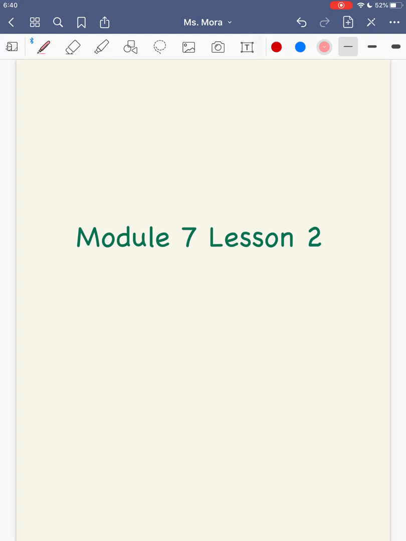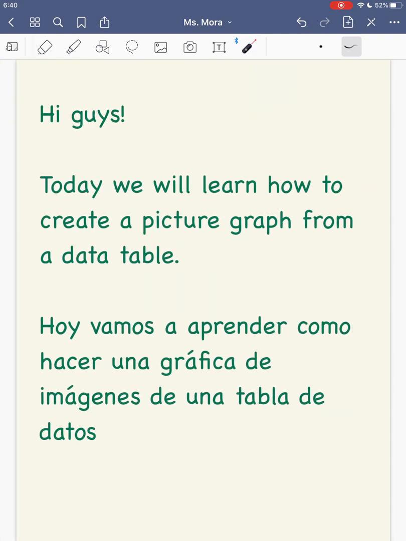Hi guys, this is Module 7, Lesson 2. Today we will learn how to create a picture graph from a data table.